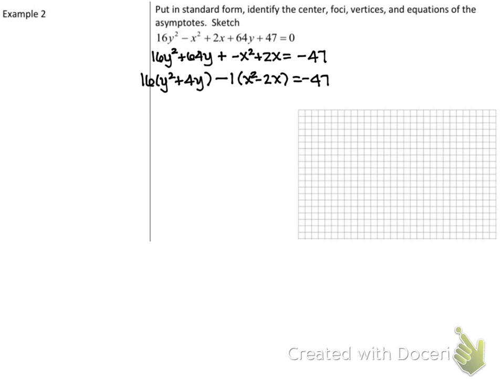Okay, consider pausing right now. Complete the square, draw the boxes if you need to, and then remember to keep your equation balanced. When you're ready to come back, go ahead and unpause it and then catch up with me.